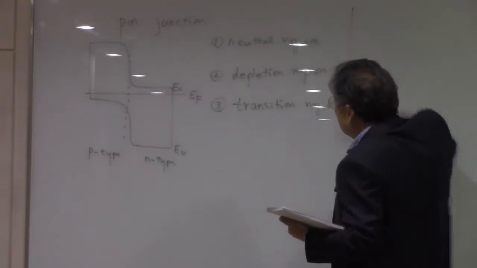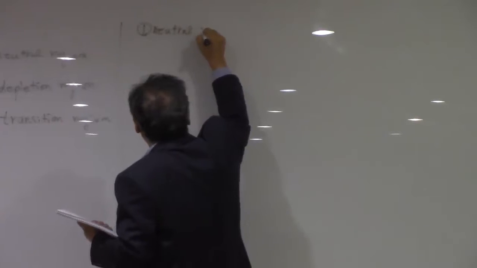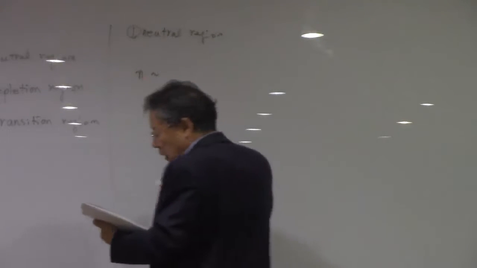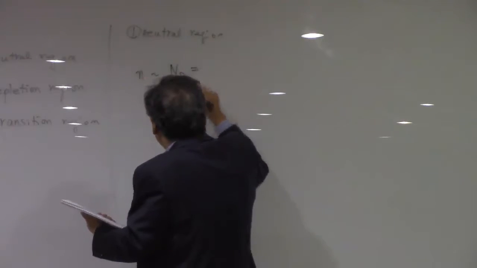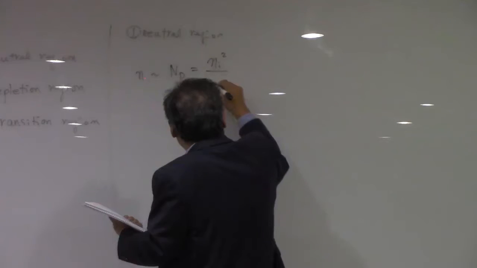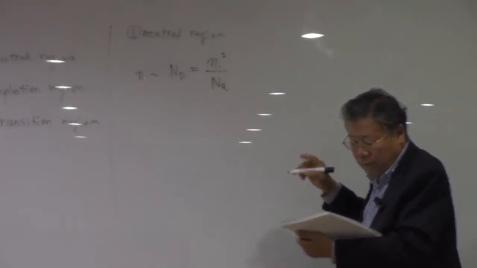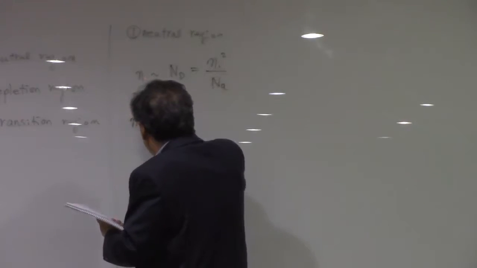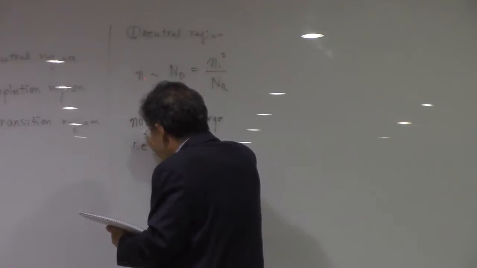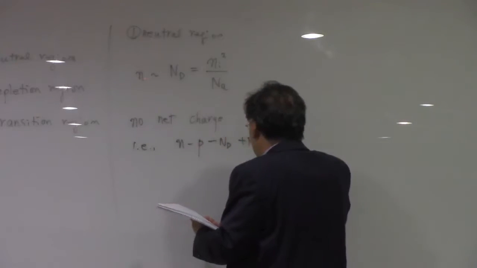And in the neutral region, that's the far left and far right, the electron density in the n-type is going to be the donor density. We assume that every donor is fully ionized, and that is not a bad assumption. That is going to be expressed in this equation, if everything is in equilibrium and no net charge. In other words, n minus p minus ND plus NA should be zero.